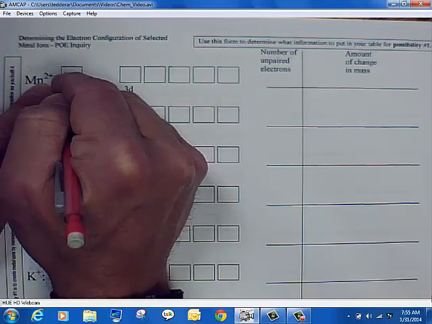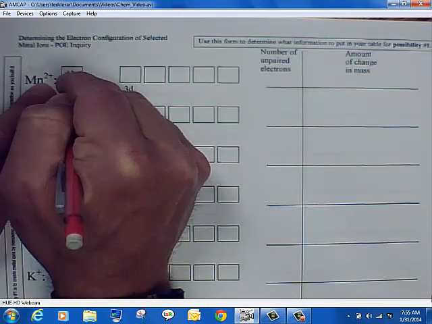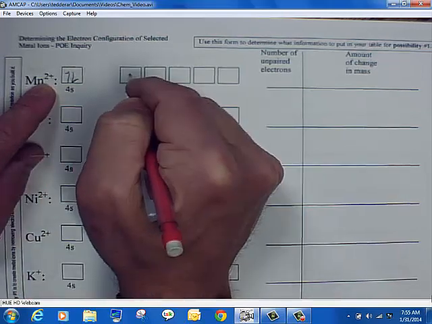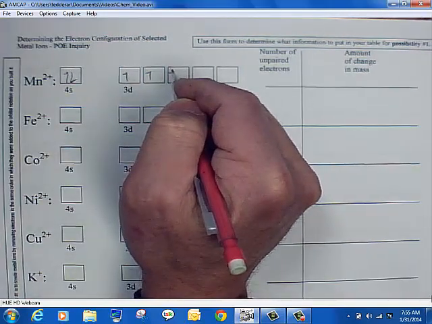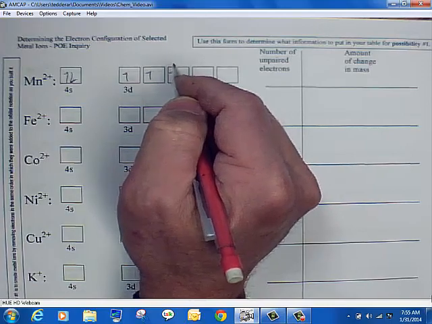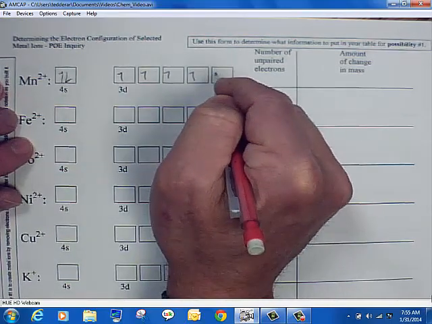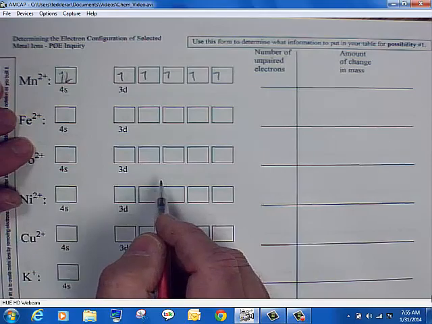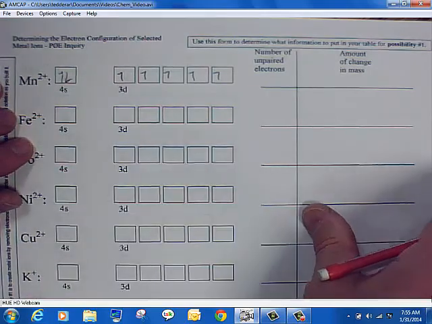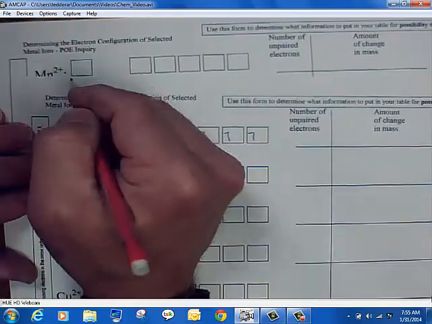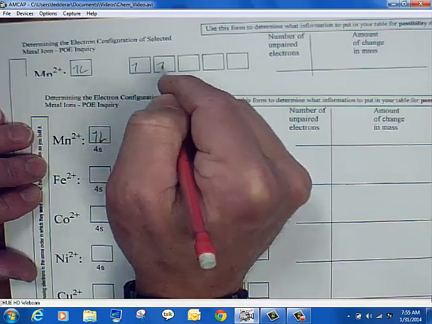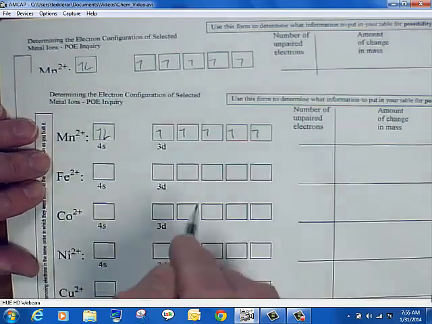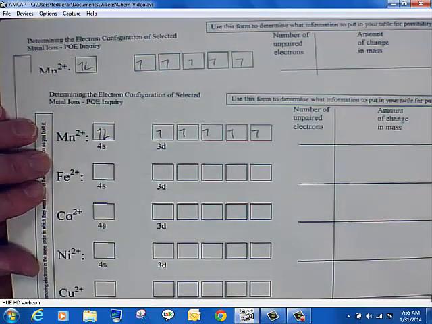So the way that we've been taught to do that, I've taught you to do that, is you put 2 electrons in 4s, then 5 electrons in 3d. And then we need to remove 2 electrons. And we're going to do this in 2 different ways. So 5 electrons here in 3d.